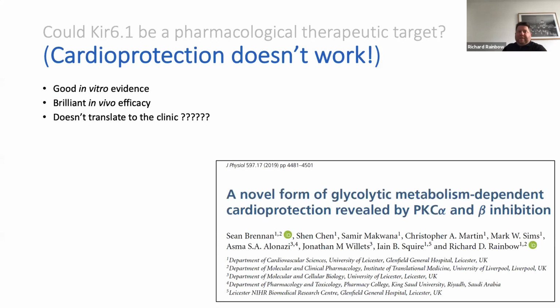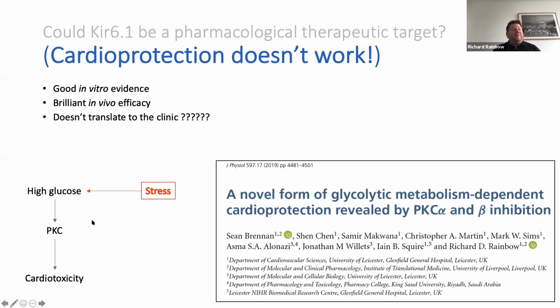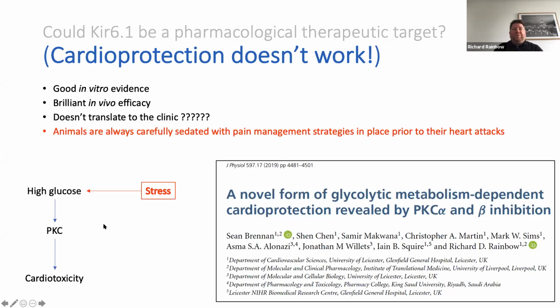And we suspect that it might be something to do with how animal experiments are done versus what happens in the clinic. So we published a paper a while ago now showing that high glucose activates protein kinase C to cause cardiotoxicity. And without wishing to go into this paper too much, this was something that was quite interesting to us, because we managed to get a bit of clinical data in this as well. And we think that stress causes high glucose, which causes PKC activation, which causes cardiotoxicity. Now, animals are always really carefully sedated in all of these preclinical studies.